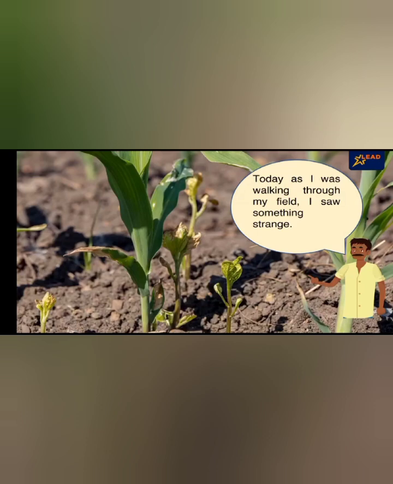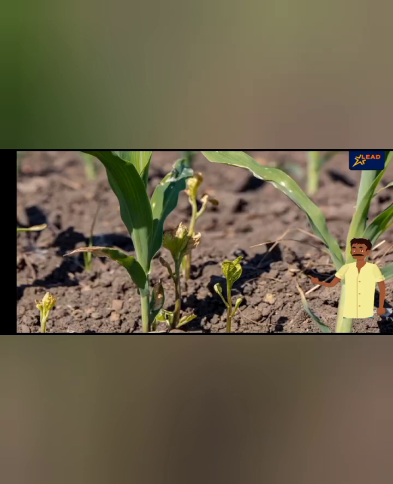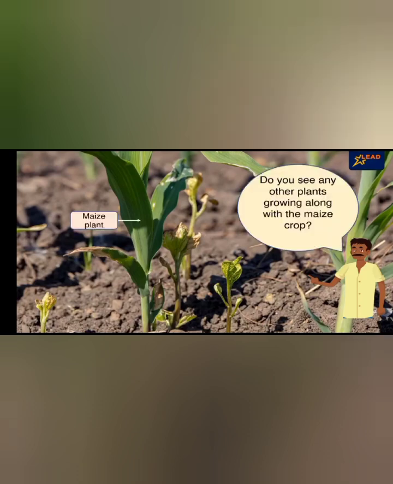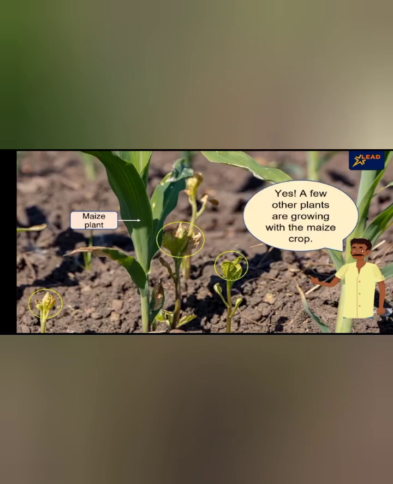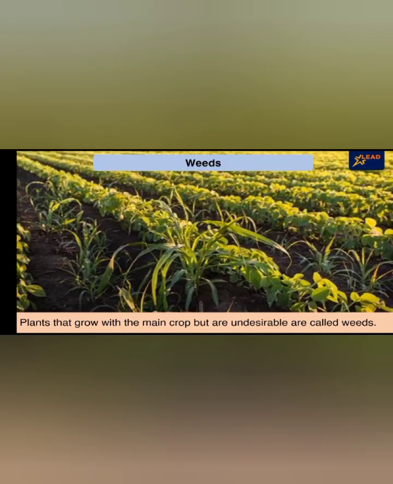Today, as I was walking through my field, I saw something strange. This is the maize crop in my field. Do you see some other plants growing along with the maize crop? Yes, a few other plants are growing with the maize crop. Such plants that grow along with the main crops but are undesirable are called weeds.